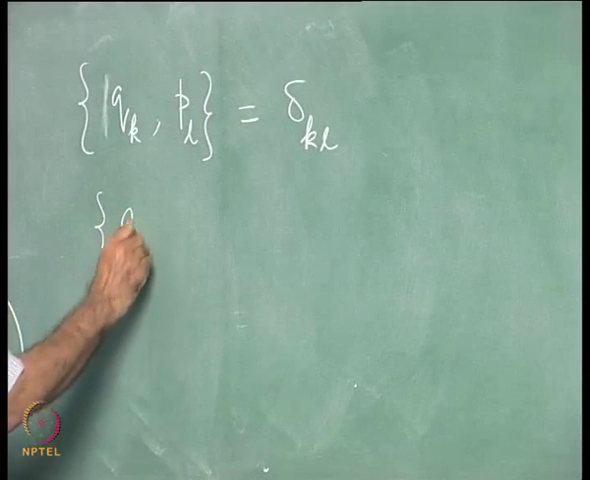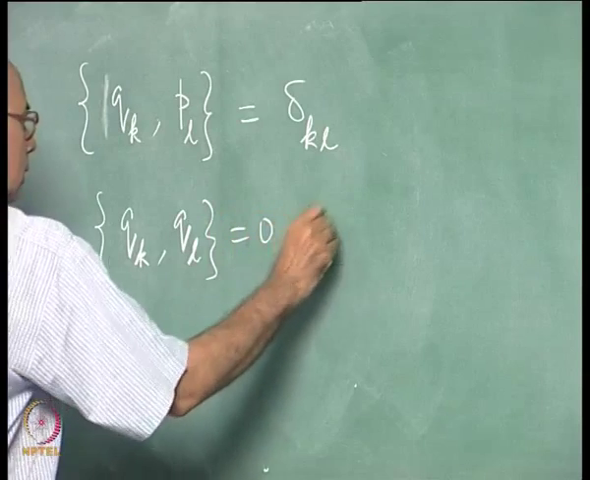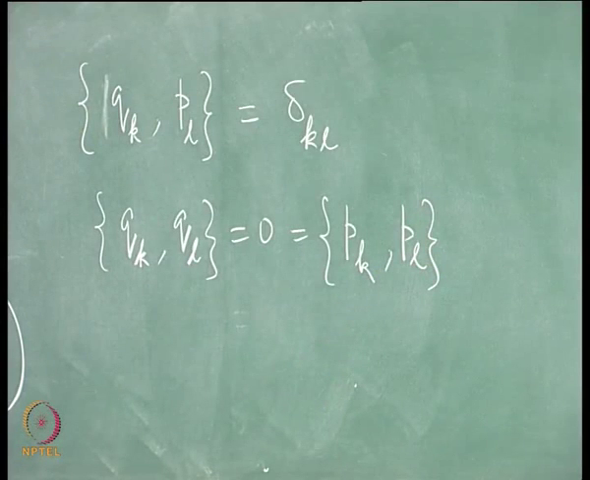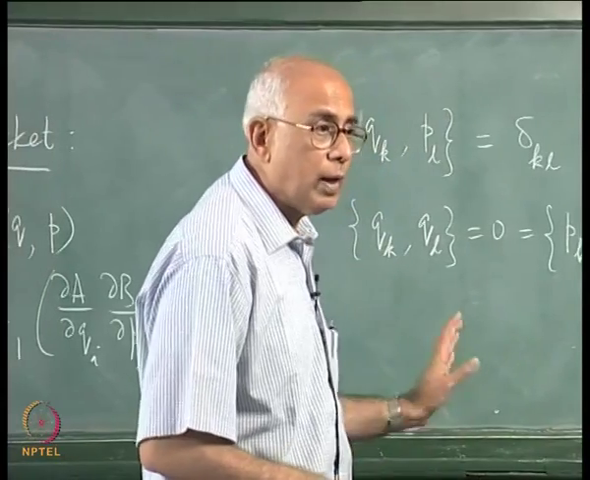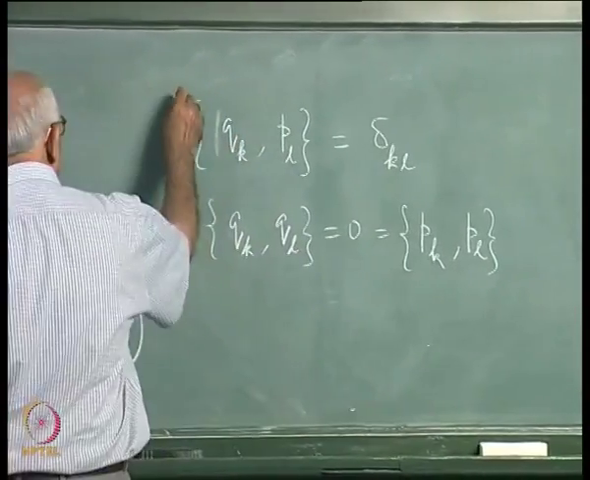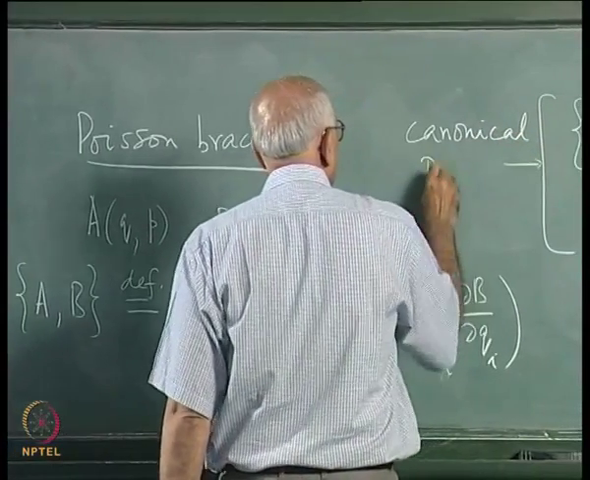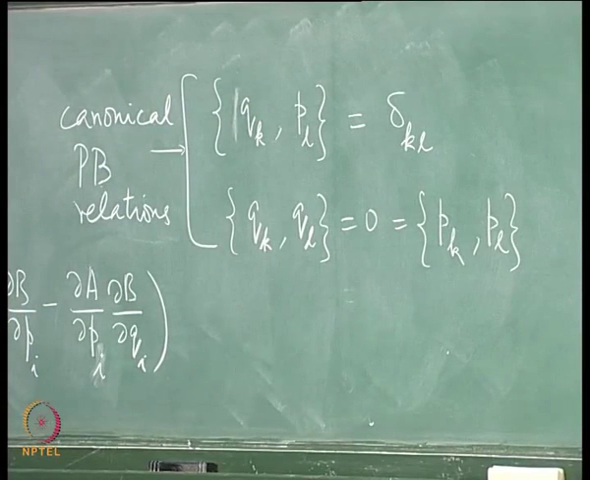What is the Poisson bracket of qk with ql? Both these quantities are now q's in the numerator and at least one of these will vanish, and therefore this is 0, and the same is true for pk with pl. This set of relationships between the generalized coordinates and the generalized momenta of a Hamiltonian system are called canonical Poisson brackets. So these are the canonical or standard Poisson bracket relations.